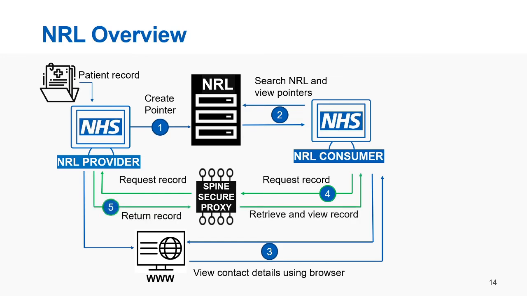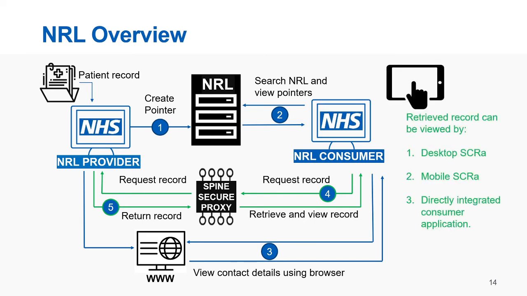All of these interactions are channeled centrally via the NRL and the Spine Secure Proxy, the SSP, which handle all authentication and authorization centrally. This gives us the means to scale up record sharing nationally, as organizations no longer need to perform multiple separate point-to-point integrations. Only a single integration with the NRL is required.